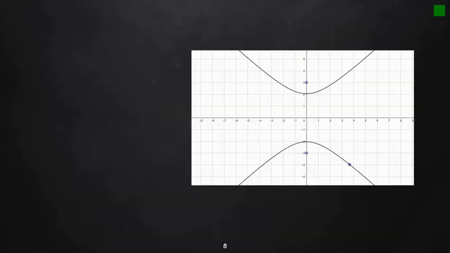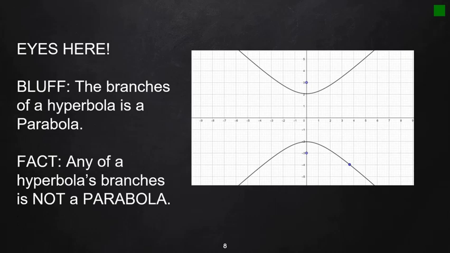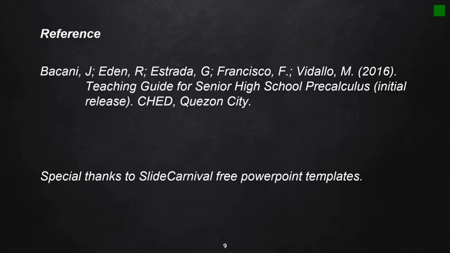Before we end, let me emphasize this: any of the branches of a hyperbola is not a parabola. It is a misconception that any of the branches of a hyperbola is a parabola, because hyperbolas and parabolas have very different features.